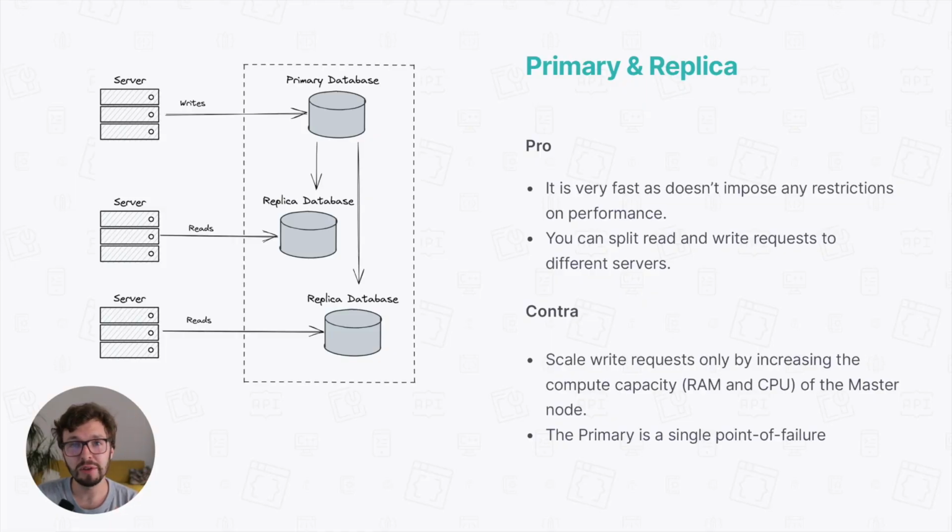The pattern we'll look at is the primary replica pattern. And this one is defined by the idea that we have one primary database server which accepts only write requests. And then there are replicas which accept only read requests. And what we basically do thereby is we split up responsibility. And there are a couple of advantages and disadvantages related to that.